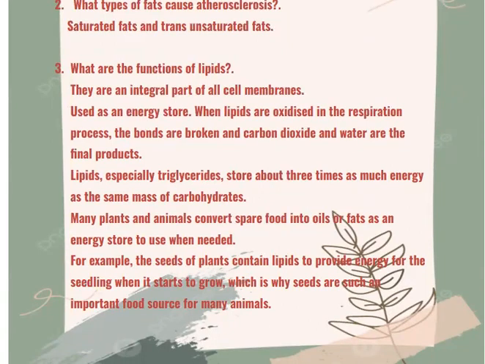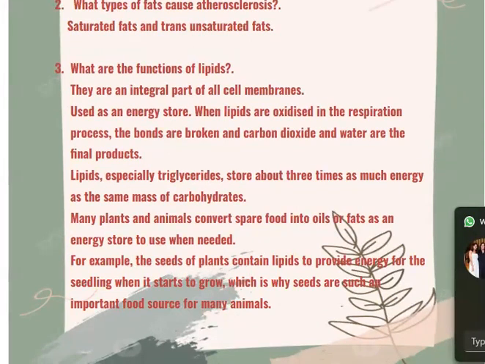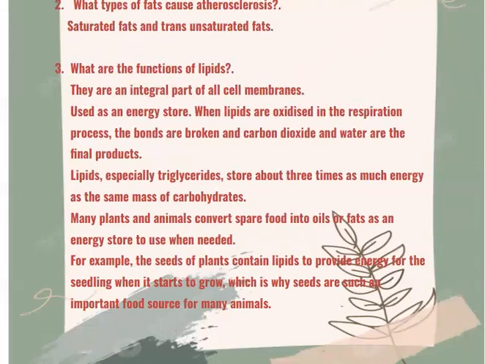When lipids are oxidized in the respiration process, the bonds are broken and carbon dioxide and water are the final products. Lipids, especially triglycerides, store about 3 times as much energy as the same mass of carbohydrates. Many plants and animals convert spare food into oils or fats as an energy store to use when needed. For example, the seeds of plants contain lipids to provide energy for the seedling when it starts to grow, which is why seeds are such an important food source for many animals.